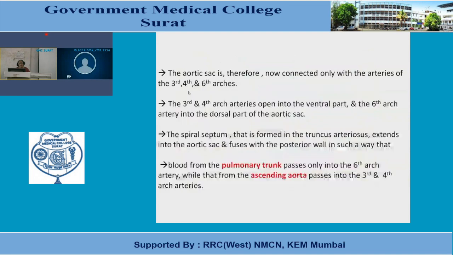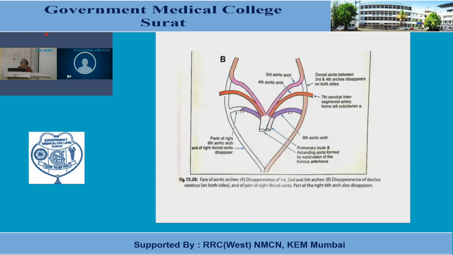So clear? So the spiral septum that is formed in the truncus arteriosus extends into the aortic sac and fuses with the posterior wall in such a way that the blood from the pulmonary trunk passes only into the sixth arch artery and blood from the ascending aorta passes into the third and the fourth arch arteries. So here the diagram is indicating this.